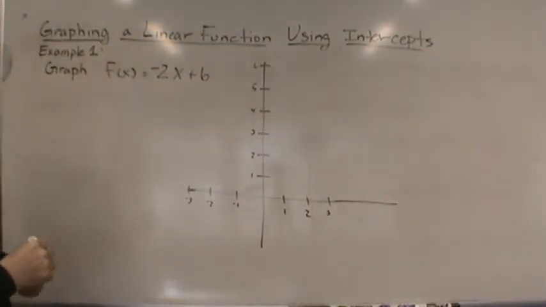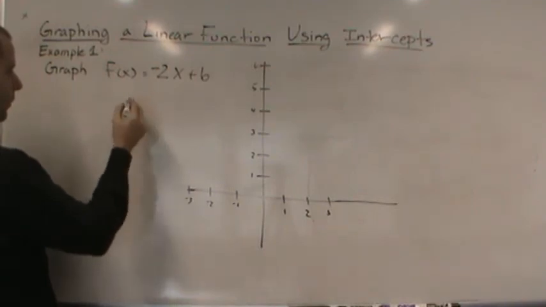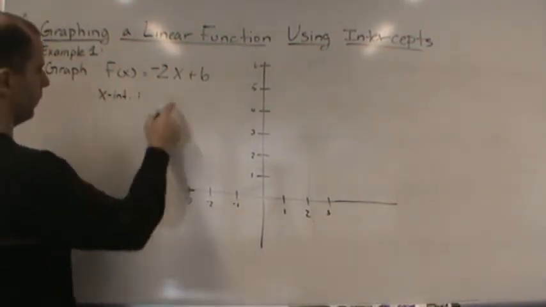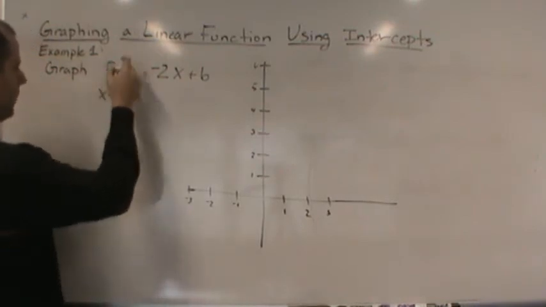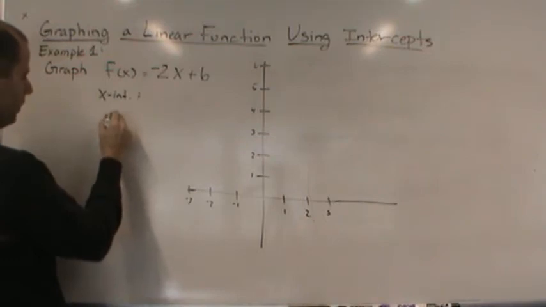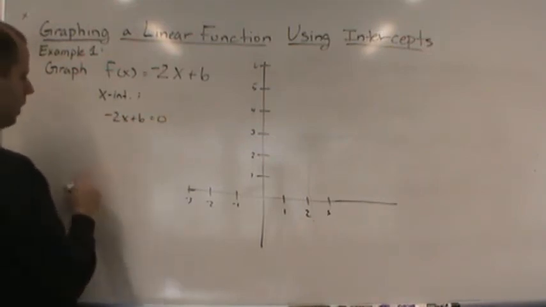Okay, so now what I'm going to do is I'm going to find the x and y intercept. So the x-intercept, right? So if we want to find the x-intercept, we're going to set y equal to 0, which means f of x is equal to 0. So we're going to set negative 2x plus 6 equal to 0. And then we're going to solve for x.